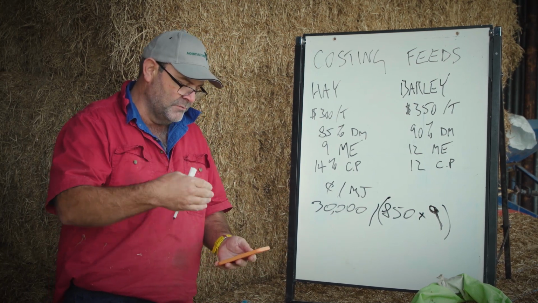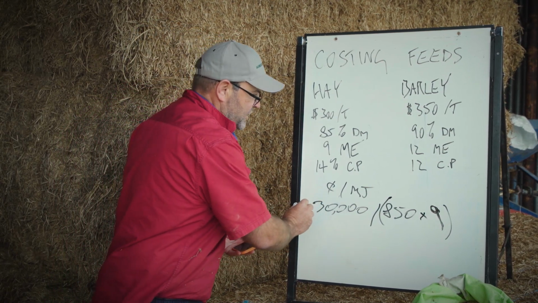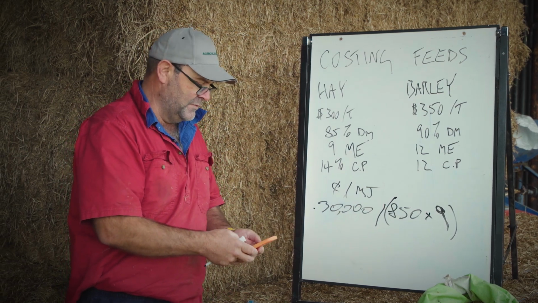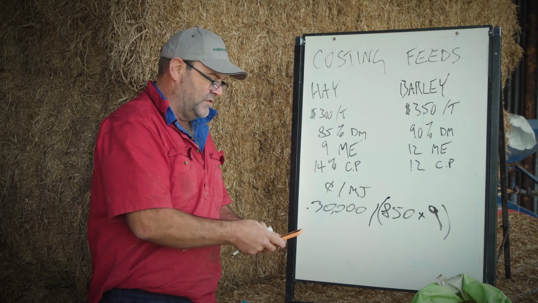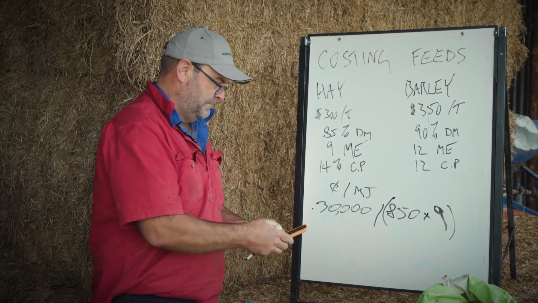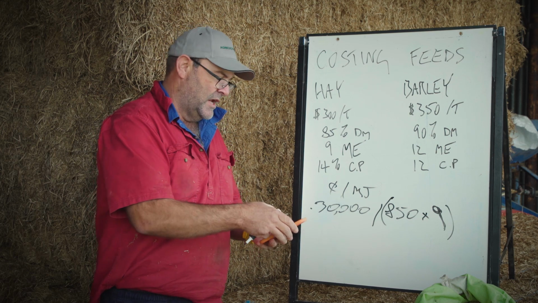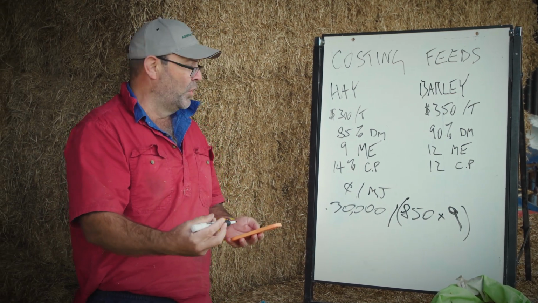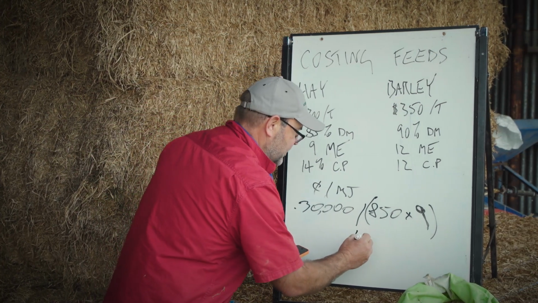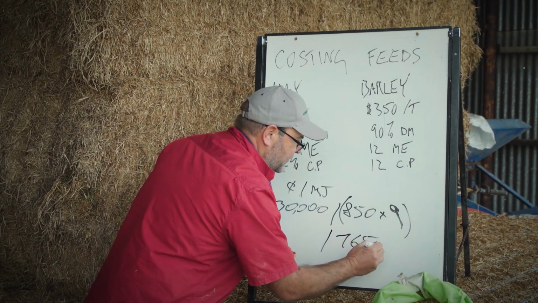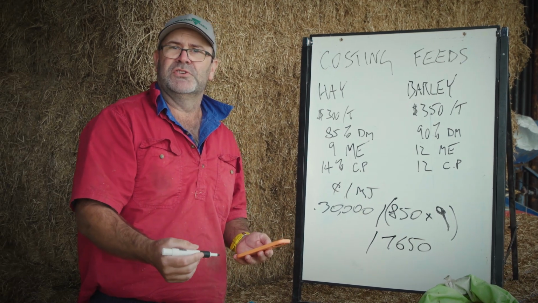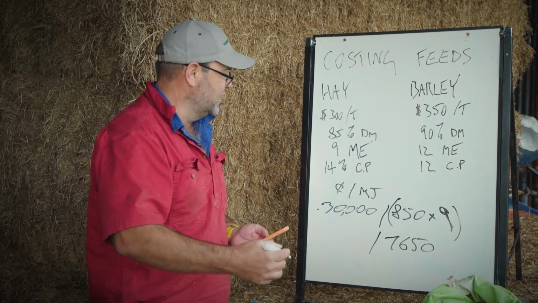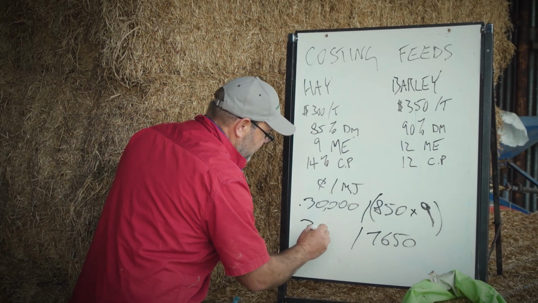And remember, in the back of my mind, we're always trying to get to cents per unit of energy, per megajoule. So we've got 850 kilos of dry matter that we purchase. Each one of those kilos has 9 megajoules of energy. So for the tonne that we've bought, it actually has 7,650 megajoules that we've purchased. So I'm repeating myself, but we're always thinking cents per megajoule.